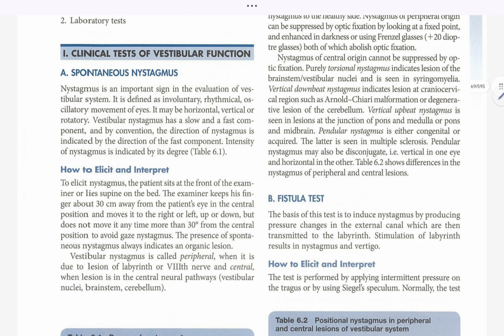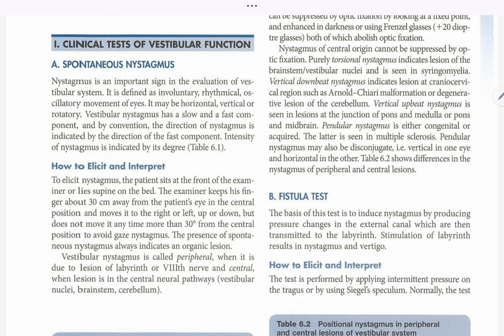Clinical tests of vestibular function. A. Spontaneous nystagmus test. Nystagmus is an important sign in the evaluation of vestibular system. It is defined as involuntary, rhythmical, oscillatory movement of eyes. It may be horizontal, vertical, or rotatory. Vestibular nystagmus has a slow and fast component, and by convention, the direction of nystagmus is indicated by the direction of the fast component. Intensity of nystagmus is indicated by its degree.